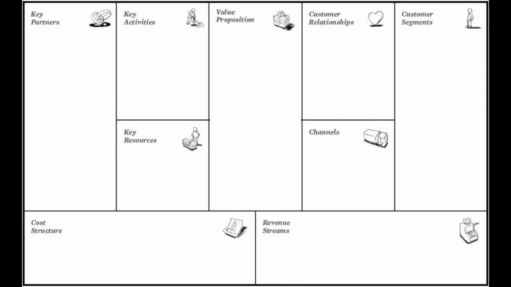The revenue stream you come up with will be a result of what and how you sell your product or your service to your customers, and the cost structure is determined by the types of resources you will need to be successful. So, these are the 9 parts of the Business Model Canvas.